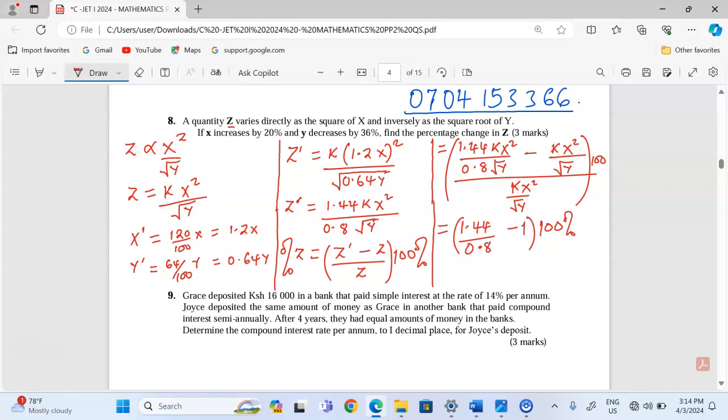This is going to give us 0.8 expressed as a percentage. It becomes 80%. So it's an 80% increase. In case you work out percentage change and you get a negative, it would be a percentage decrease.